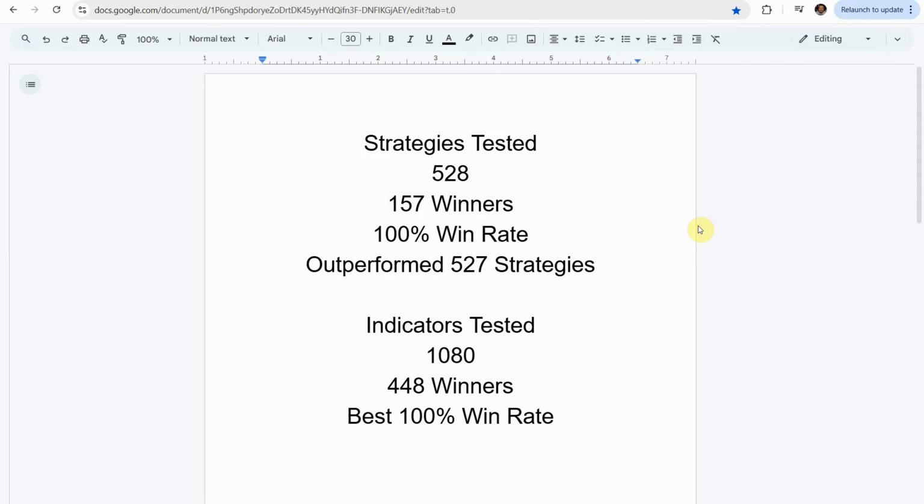Alright, as I said, today we will be testing a trading reversal strategy. Before we do though, I wanted to put the testing scoreboard up for everyone to see. So to date, we have tested a total of 528 different strategies. The best one so far was able to achieve a 100% win rate. That was achieved using the Academy of Forex indicator to trade the crypto scalping strategy that I'll mention in this video on a live trading account.